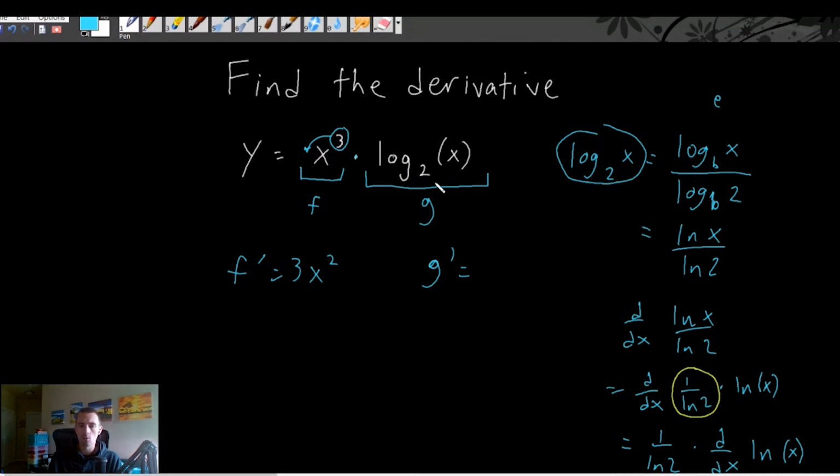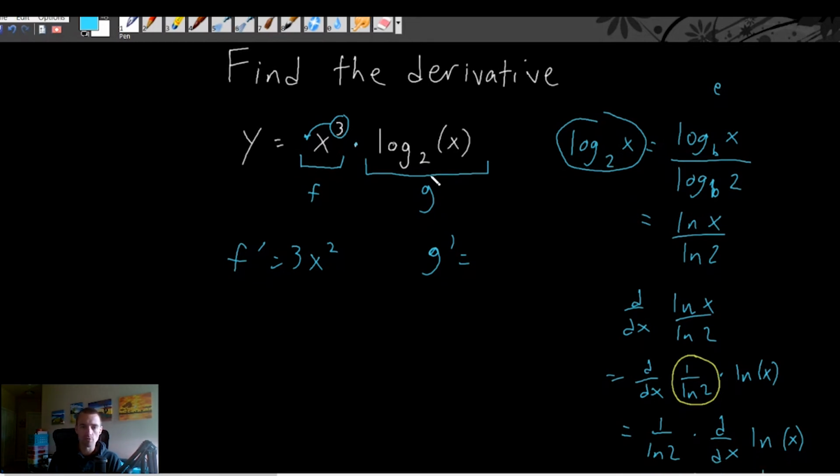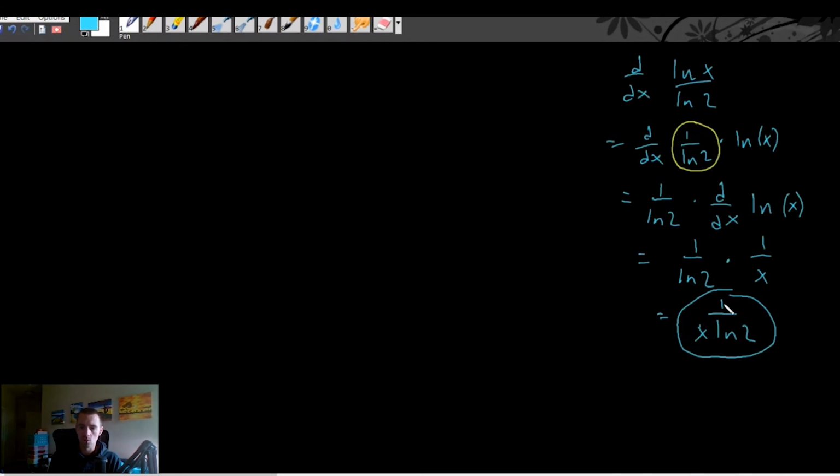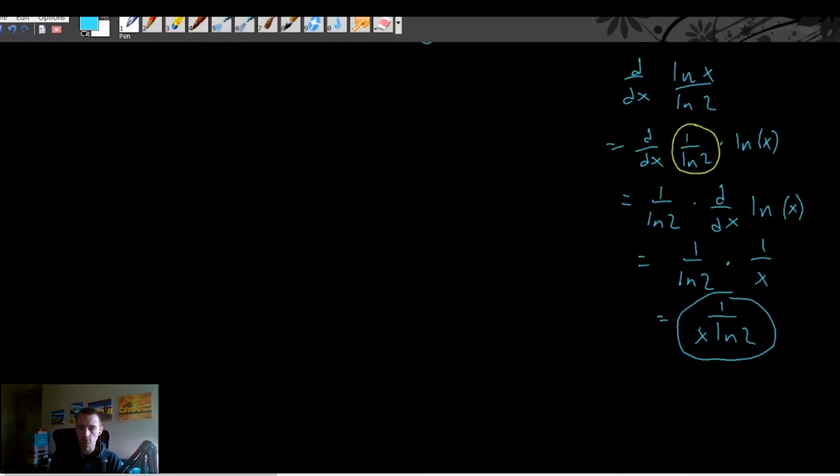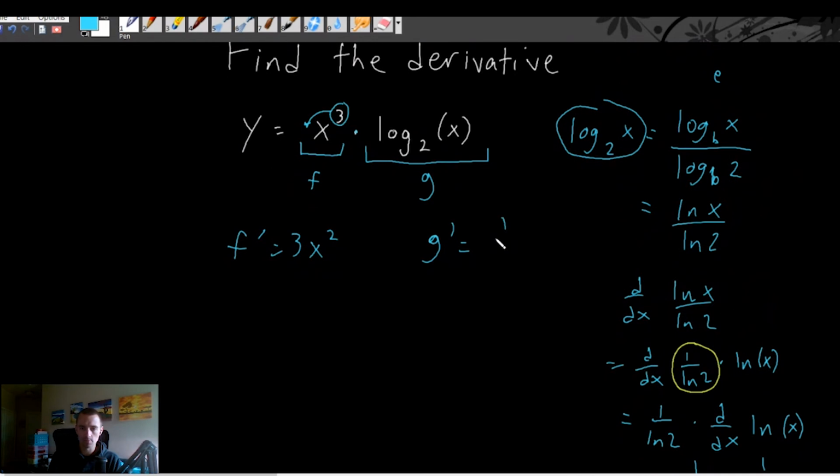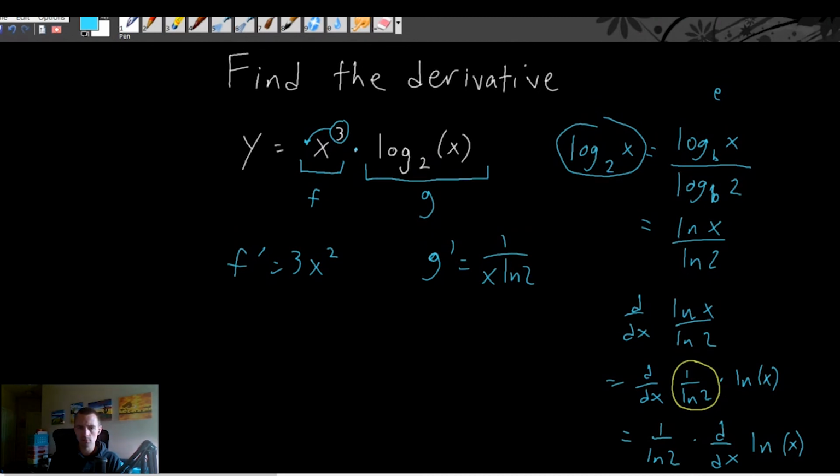So what we had here was log base 2 of x. We figured out the derivative of that thing, back to our product rule formula here, is 1 over x times natural log of 2. So we'll say g prime is 1 over x times natural log of 2. So the product rule says once we have our f, our g, our f prime, our g prime, we just need to multiply these across and then add those two products together.